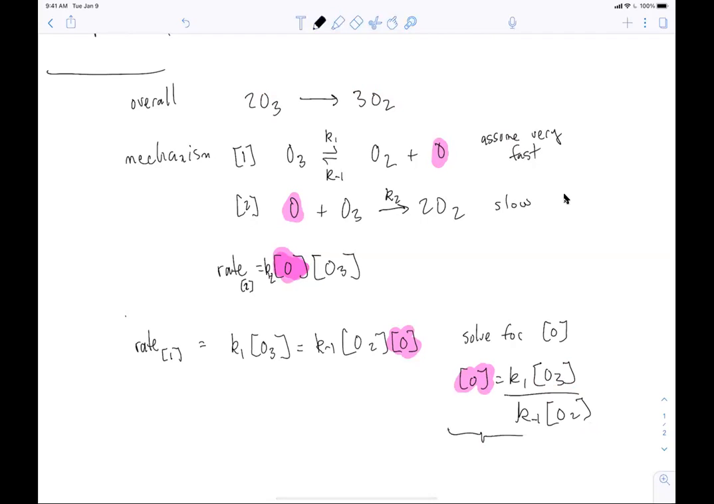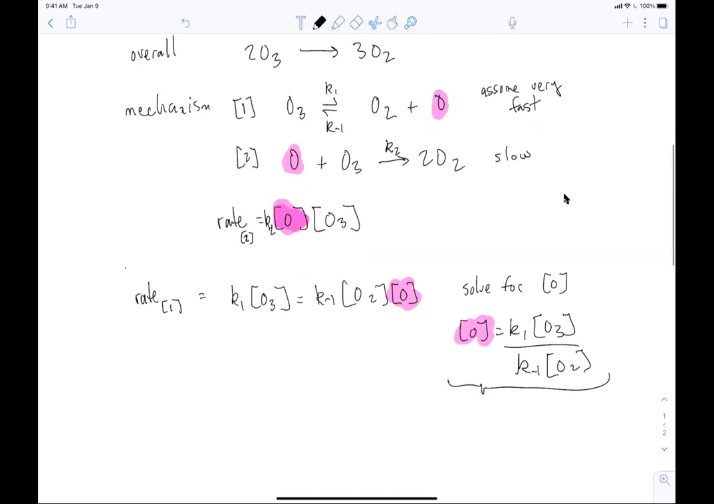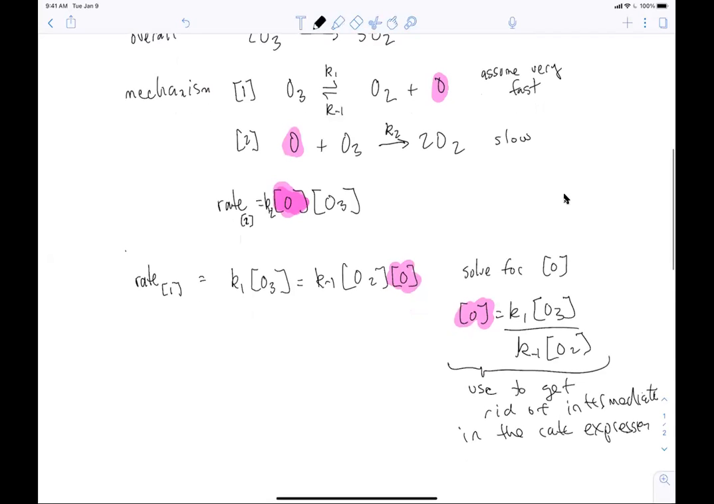This part here we can use to get rid of the intermediate in the rate expression and actually derive a rate law that makes some sense experimentally.